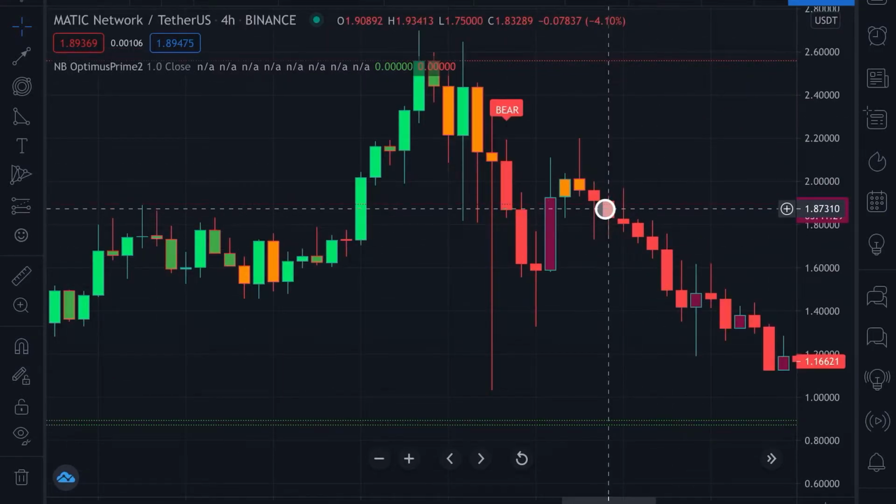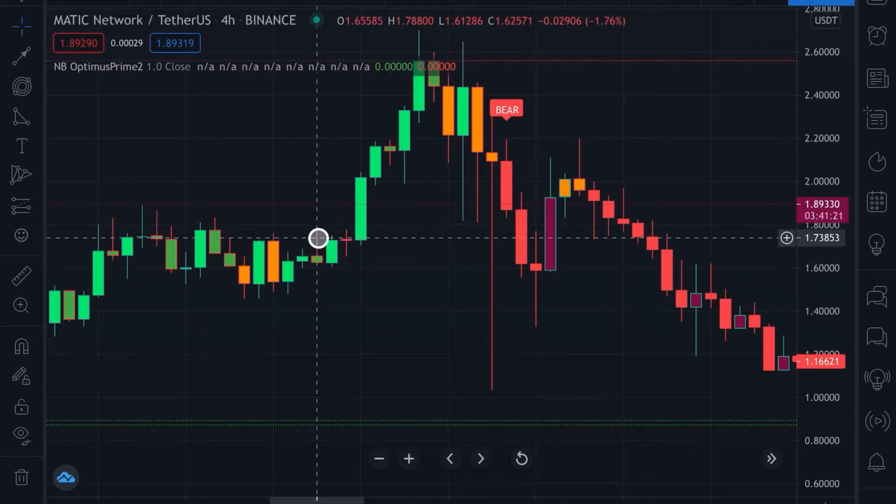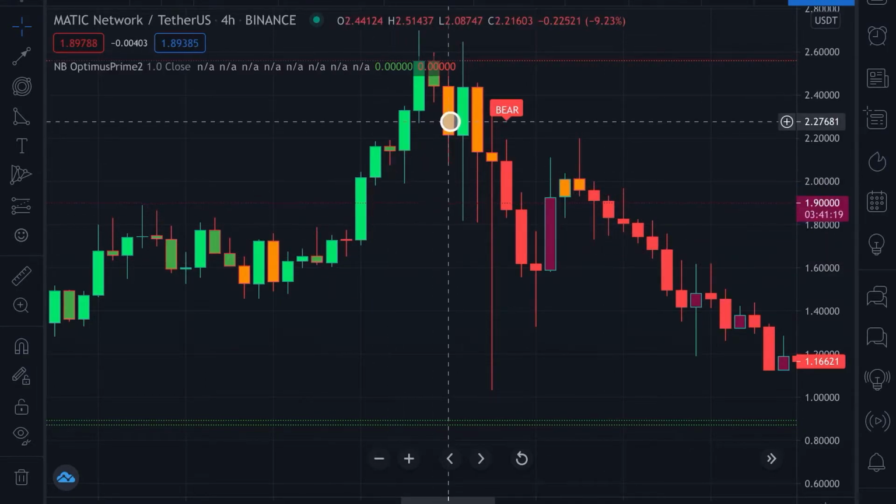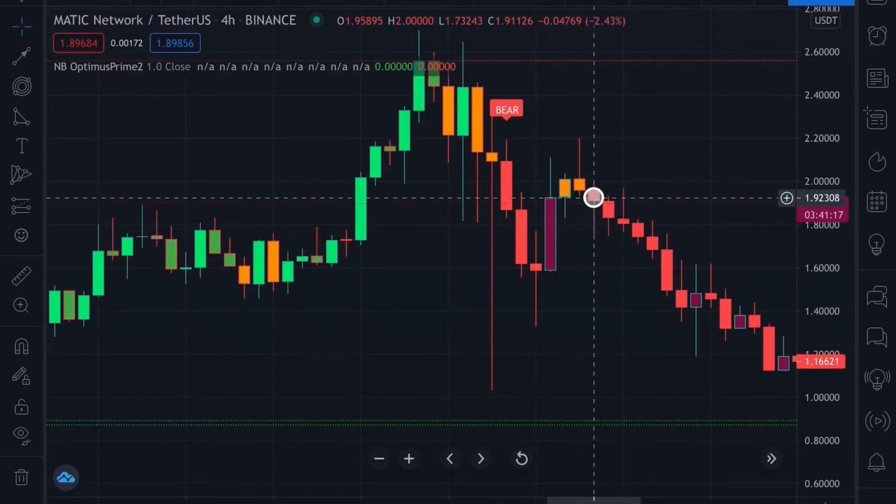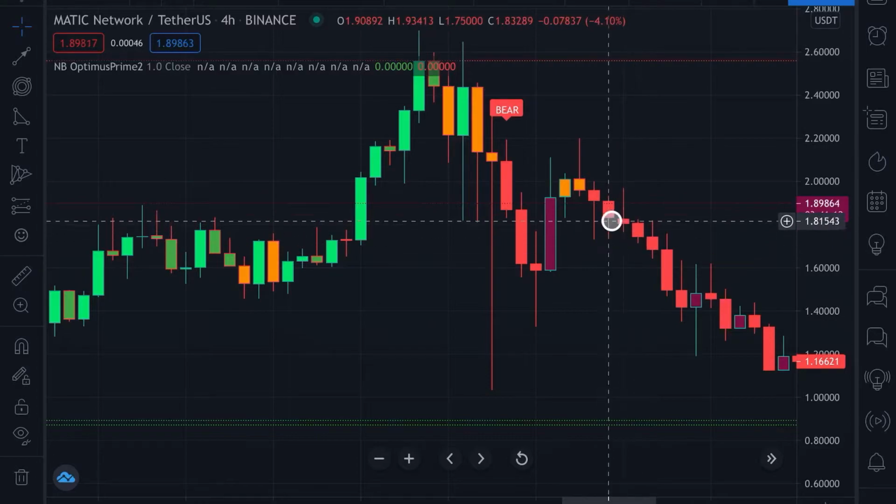So now if we have red candles with red wicks, such as this one, this is a green candle with an orange wick. This is an orange candle. Now we have red candles with red wicks. So this is strong downward momentum, right? This is very strong downward momentum.